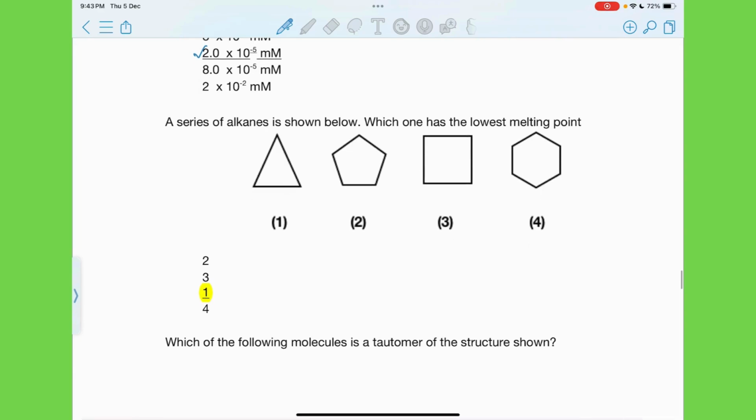A series of alkenes is shown below. Which one has the lowest melting point? Again, the one with the lowest number of double bonds will be option number 1. So the correct option is option number 3.